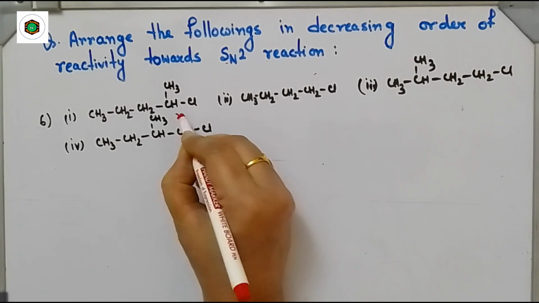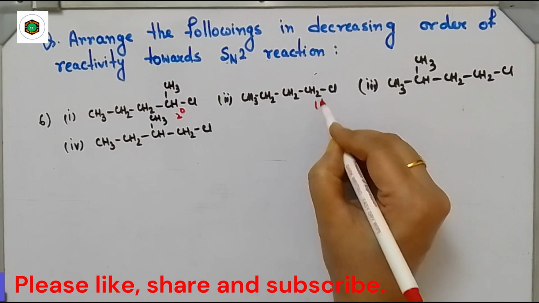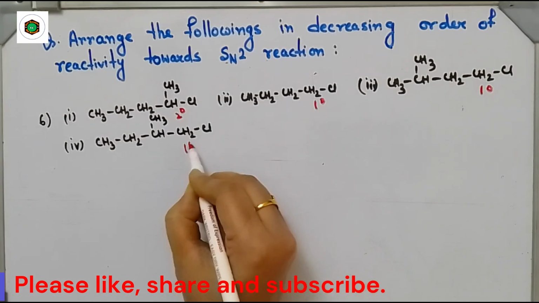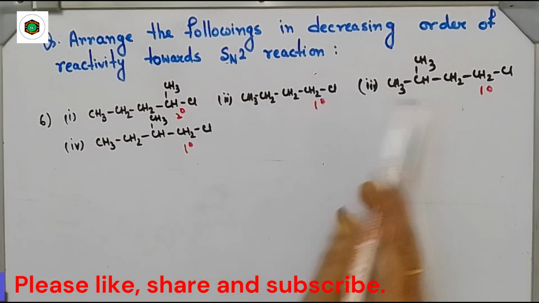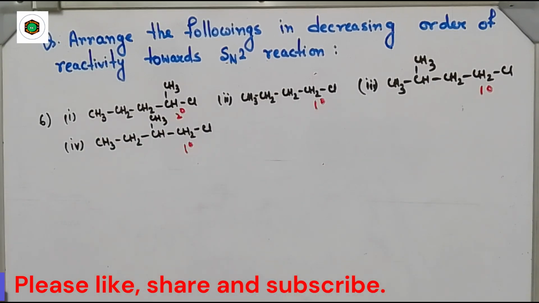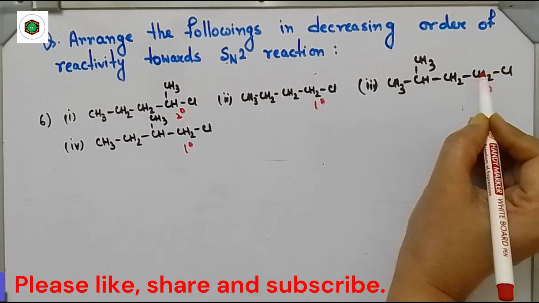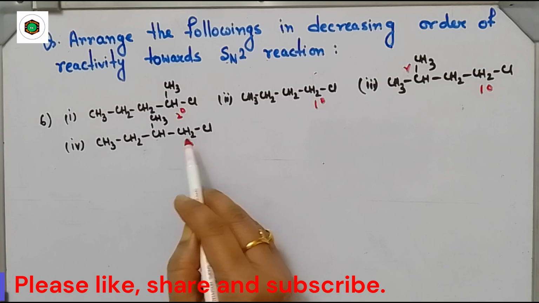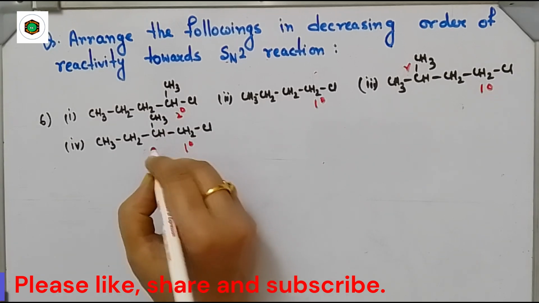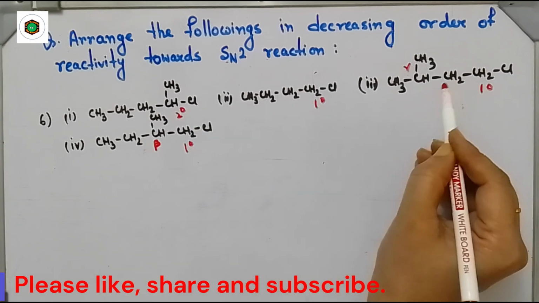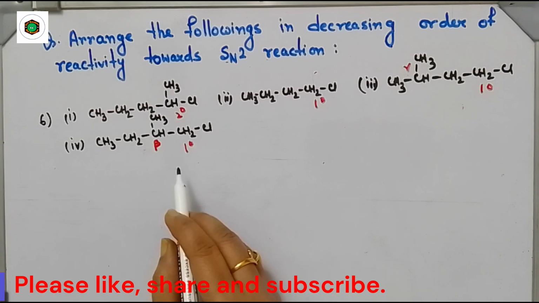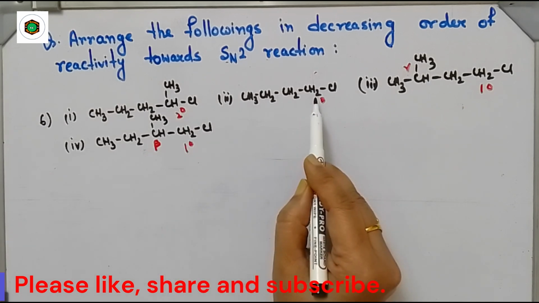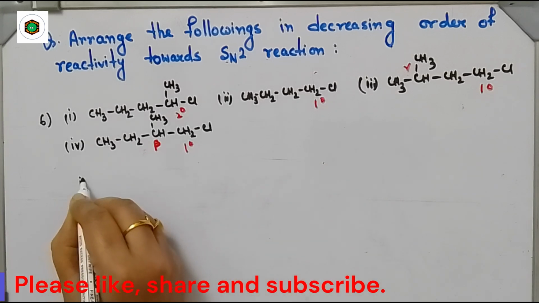Here this is a 2 degree carbon, 2 degree halide, this is 1 degree, this is 1 degree, this is 1 degree. So 1 degree halides are more reactive than 2 degree halide for the SN2 reaction. So this is least reactive. But what is the order of 2, 3 and 4? Now see, with respect to this halogen, this carbon is, with respect to this carbon, this is beta. So at the beta position branching is there, here at the gamma position branching is there. Here no branching. So which one is most reactive? Here no branching is there, 1 degree. So this is most reactive.